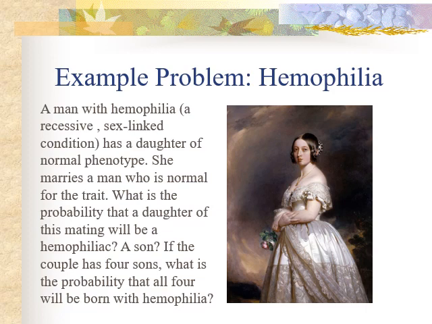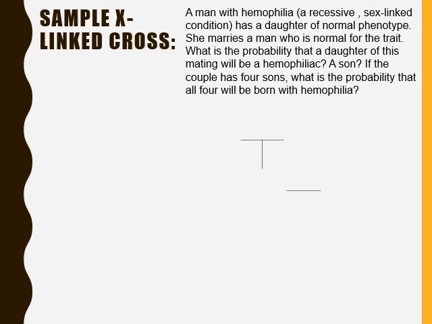So here's a sex-linked problem I want to walk you through. A man with hemophilia, which is a recessive sex-linked condition, has a daughter with a normal phenotype. She marries a man who's normal for the trait. What's the probability that a daughter of this mating will be hemophiliac? A son? If they have 4 sons, what's the probability that all 4 will be born with hemophilia? All right, so let's walk through this step by step, just like we did our other problems.